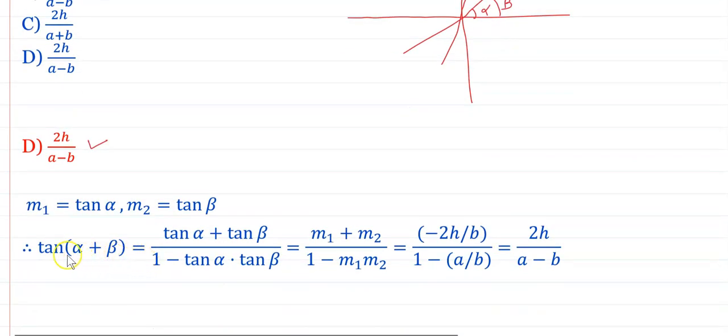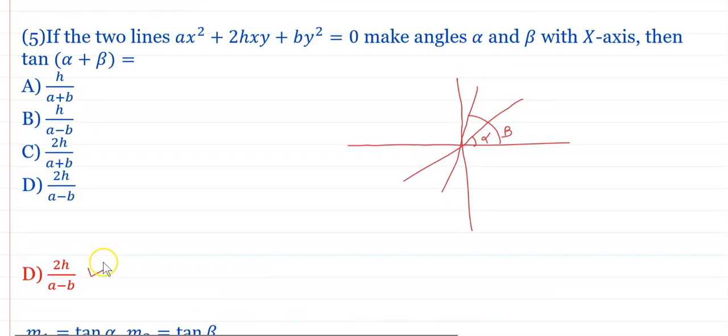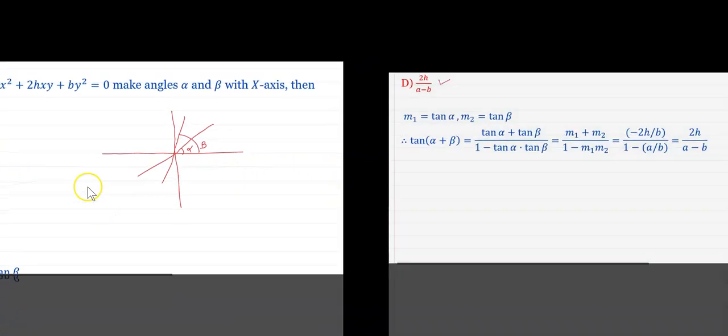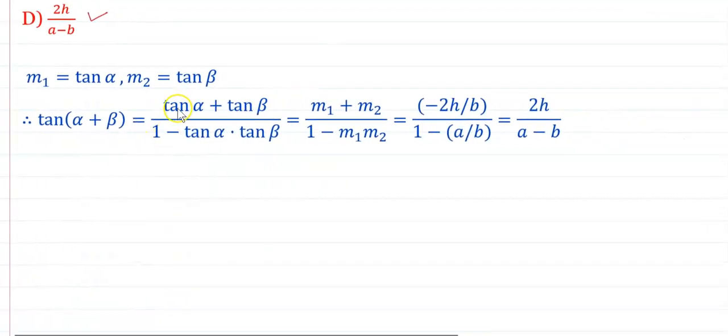The angle between them is alpha plus beta. We want to find tan of alpha plus beta. Tan of alpha plus beta is equal to tan alpha plus tan beta upon 1 minus tan alpha into tan beta. Tan alpha is m1, tan beta is m2, so it is 1 minus m1 into m2.